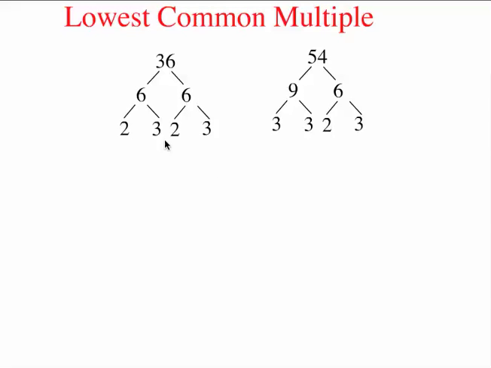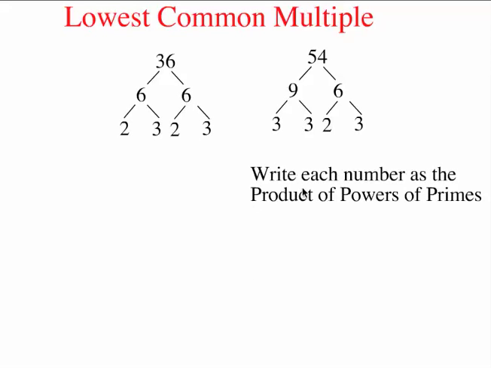Then what we're going to do is write each of these numbers as a product of powers of primes, the 3 P's. So we write each of the numbers as a product of powers of primes, which means 36 is going to be 2 to the power of 2 times 3 to the power of 2. And 54 is going to be, well, we only have one 2, so that's 2 to the power of 1, but we have three 3's, times 3 to the power of 3.